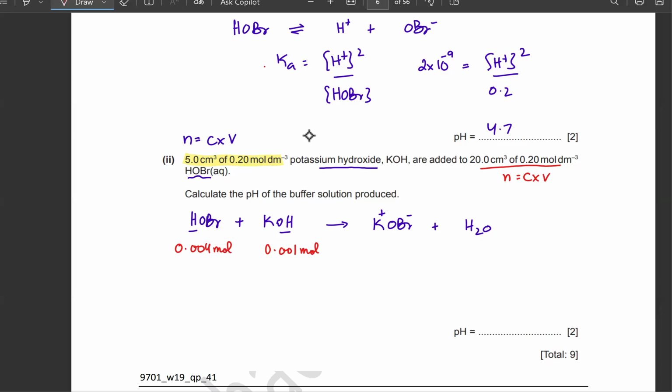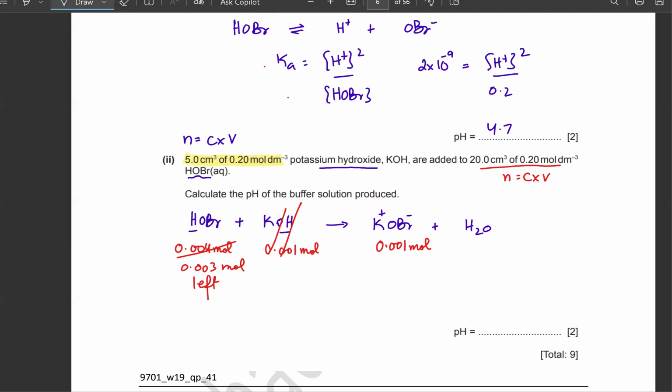Okay, so which one is in excess? 0.001 will completely react. And it's going to react with how much? 0.001, right? So that means 0.003 moles will be left at the end of the reaction, right? But is that clear? 0.001 will react with 0.001 and it will end up producing how many moles of KOBr? 0.001 moles. Is this clear? Yes, sir.